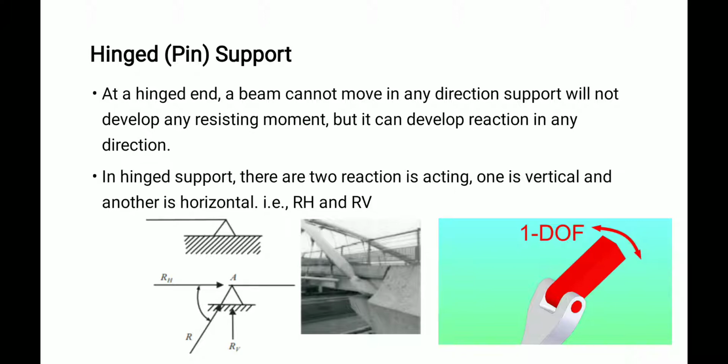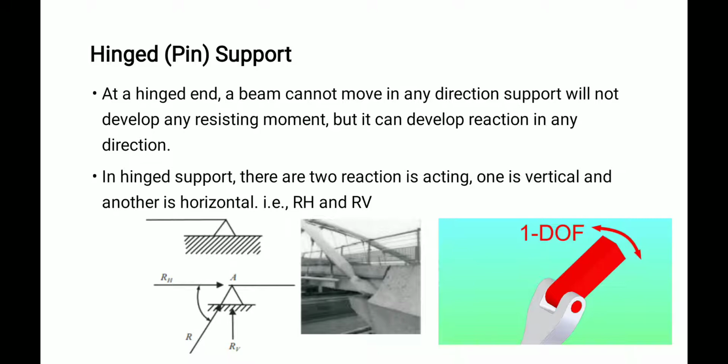That is like our door joints. The door is hinged at the wall, we know that. We can rotate the door, but we cannot move the door horizontally or vertically. That type of supporting is known as hinge support. The door is hinged at the wall, so there we can only rotate, but we can't give horizontal or vertical movements. That type of support is called hinge support.